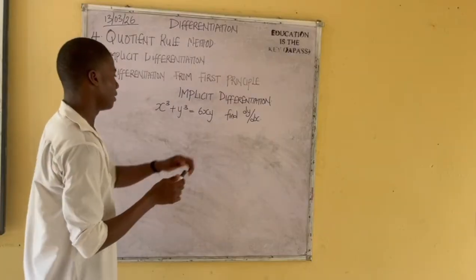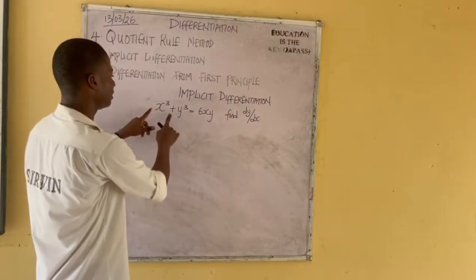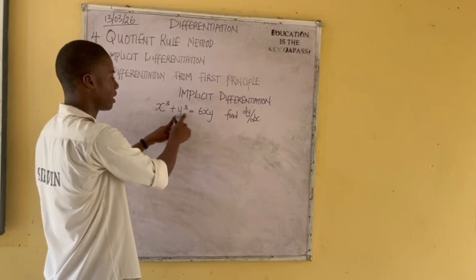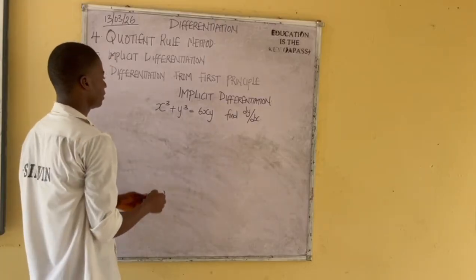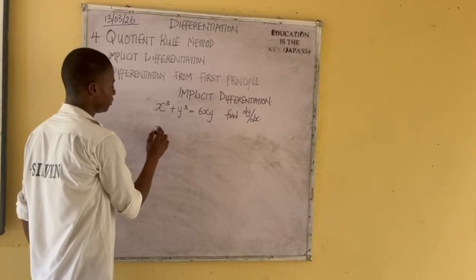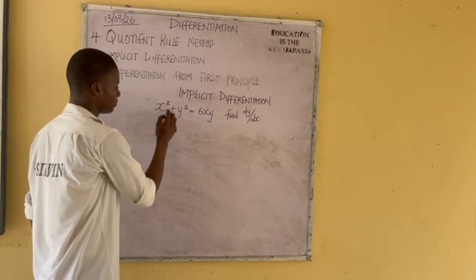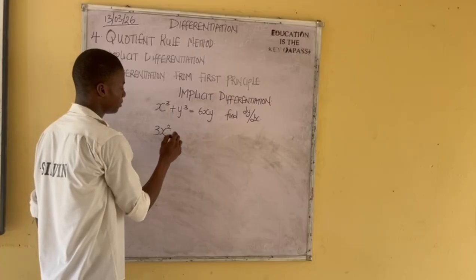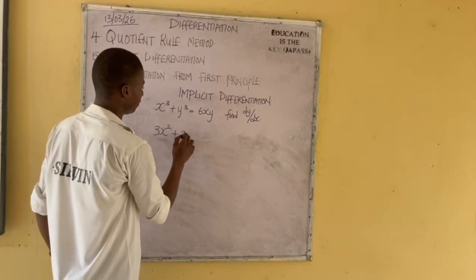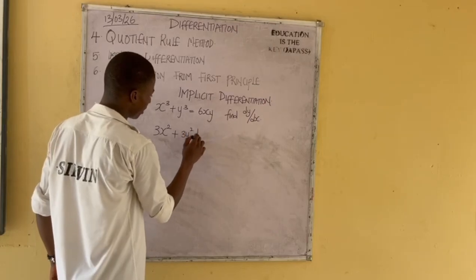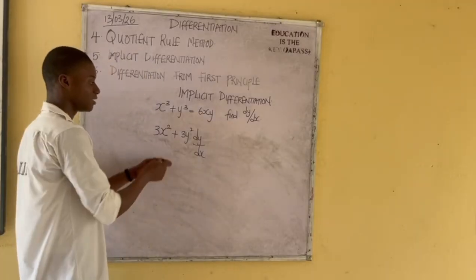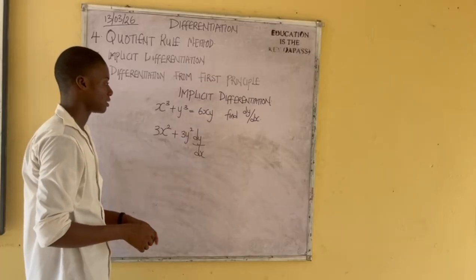Like I said, in implicit differentiation, if you differentiate x, the answer is as usual. But if you differentiate y, after differentiating the y, you now put the dy over dx. So if you differentiate x cubed, from our normal power rule, bring down the power, which is 3, multiply the base, and reduce the power by 1, which is 3x squared. Plus, differentiate this one also: 3y squared dy over dx. This is all the difference. After differentiating the y, we now put dy over dx. That's just it.